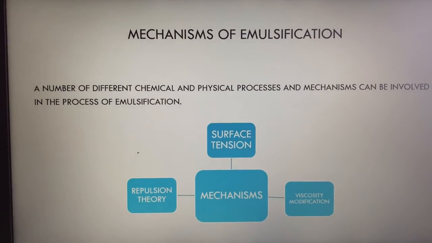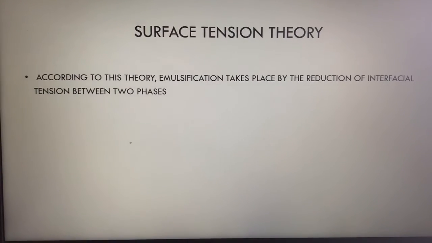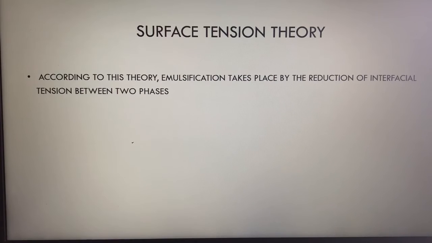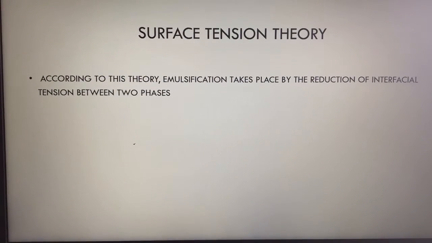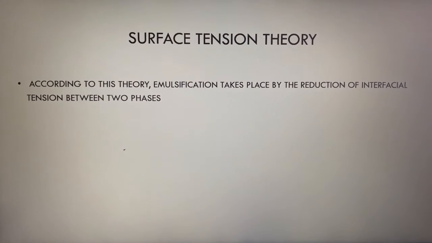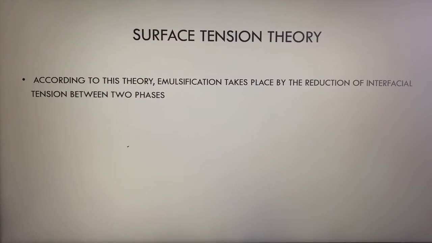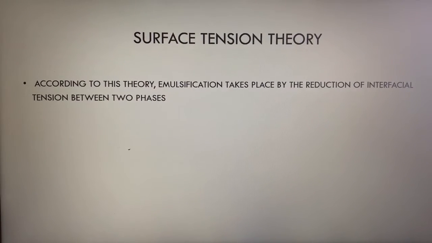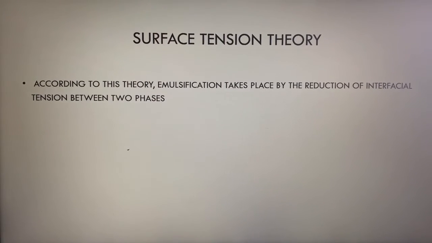According to surface tension theory, emulsification takes place by the reduction of interfacial tension between the phases. Meaning, when there are two phases, this mechanism will tend to reduce the surface tension between the two layers. For example, the surface tension between oil and water will be reduced according to this theory.